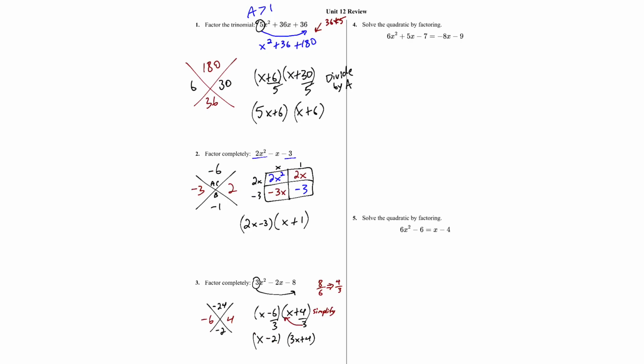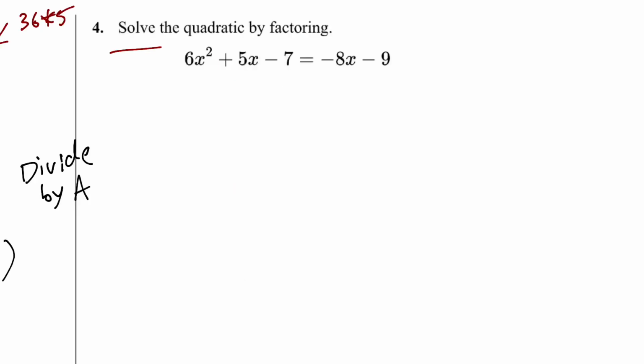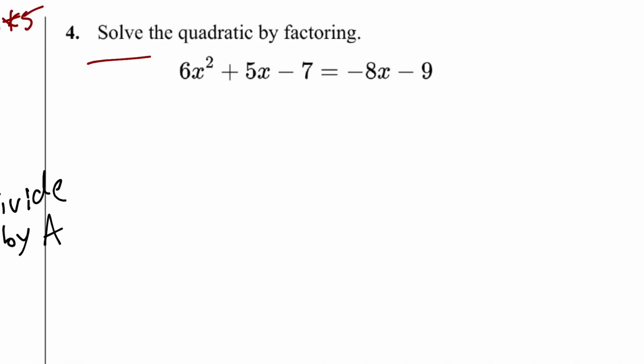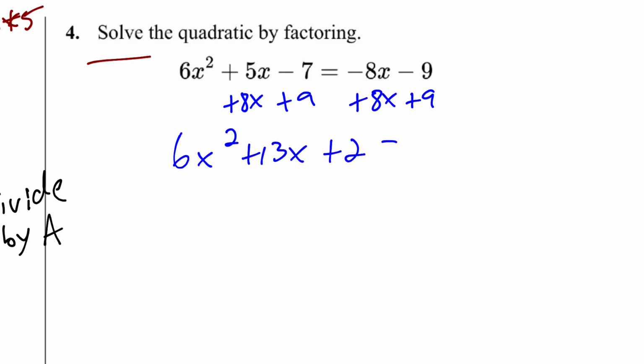So 1, 2, and 3 all wanted you to factor. And 4 and 5 want you to solve. So you have to do the same thing plus an extra step. The other thing that's new here is they're not already set up for factoring. First, you have to get them equal to 0. So for example, we can add 8x to both sides, and we can add 9 to both sides. And this gives us 6x squared plus 13x plus 2 is equal to 0. You can't even start this problem until you move all this over to the left first.